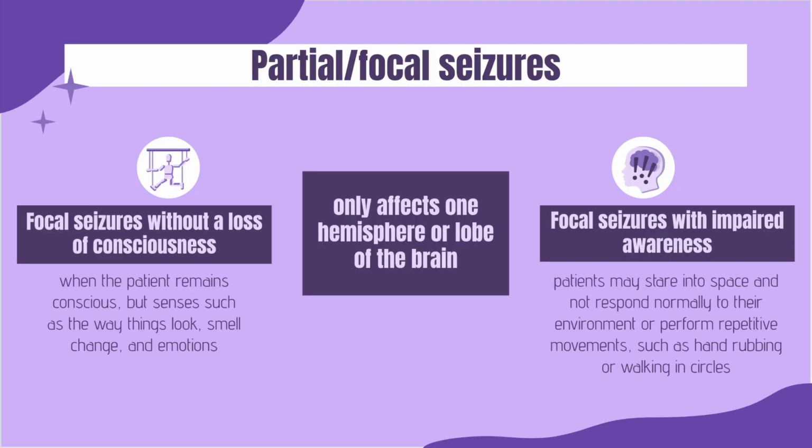There are two types of seizures: partial or focal, which only affects one hemisphere or lobe of the brain, and generalized seizures, which affects both hemispheres of the brain. There are also two types of focal seizures. Focal seizures without a loss of consciousness is when the patient remains conscious but senses such as the way things look and smell change, as well as their emotions. Focal seizures with impaired awareness is when the patient may stare into space and not respond normally to their environment, or perform repetitive movements such as walking in circles or rubbing their hand.